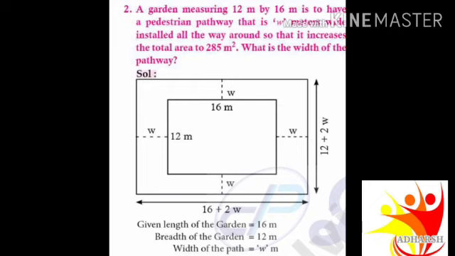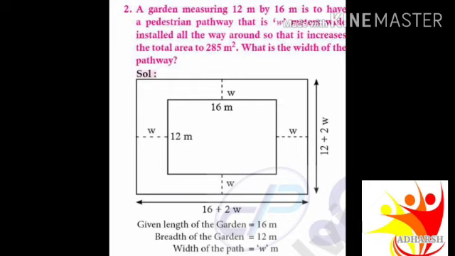Once again I explain the diagram. First we draw one rectangular garden, 16 meter length, 12 meter breadth. The pedestrian path increases the garden. The total area is 285 meter square. That is the second rectangular box. W is the width of the pathway. That is the diagram. Inner rectangular garden length 16 meter, breadth 12 meter. Outer rectangular garden length 16 plus 2W, breadth 12 plus 2W. That's all, the diagram is over.